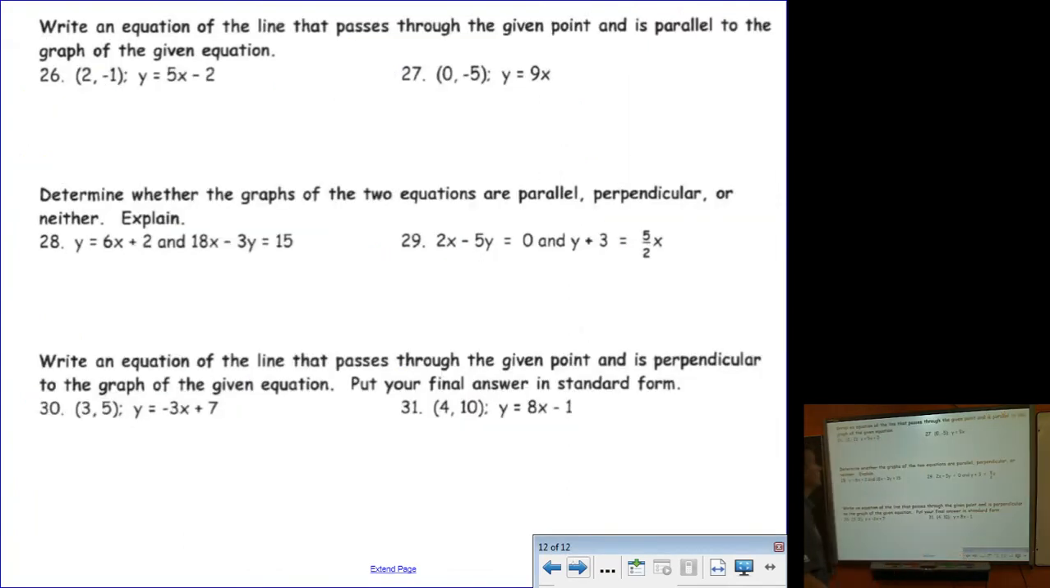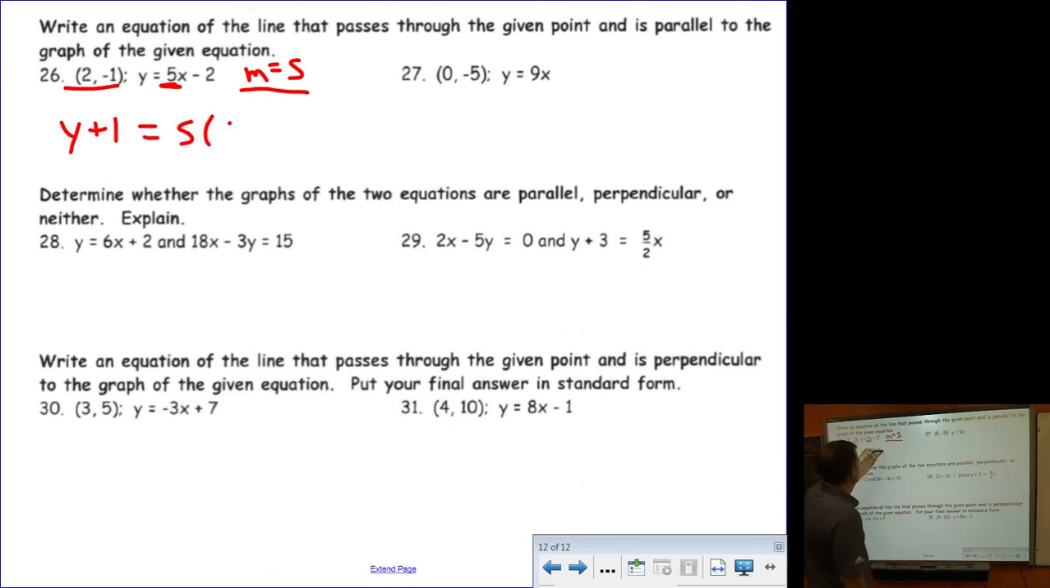Last up, I want to write an equation that passes through the given point and is parallel. It does not tell me what method to use, so I'm going to use the easiest one possible. In 26, I know that this line here has a slope of 5, so my line has a slope of 5. And now I'm going to take my point and my slope and write an equation in point-slope form. It'd be y plus 1 equals 5 times x minus 2.